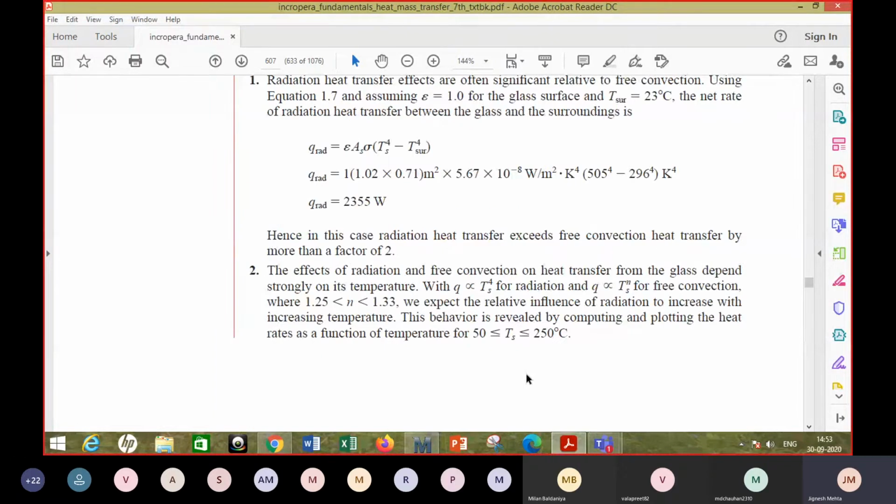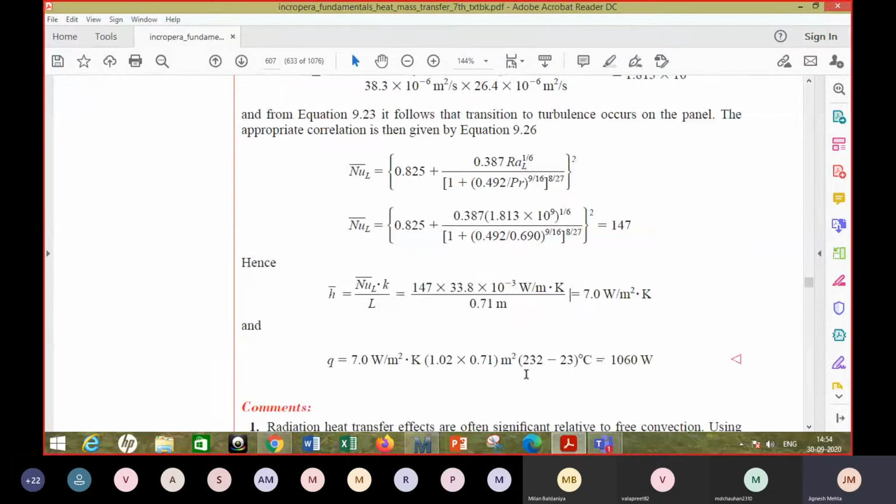Right. Now, they have also evaluated the heat transfer rate by the mode of radiation, assuming certain emissivity, and the area you can calculate, and the Stefan-Boltzmann constant, and the two temperatures, the temperature of the surface and the surroundings. Now what is found is that the heat dissipation rate because of radiation is higher than what you get from the free convection.